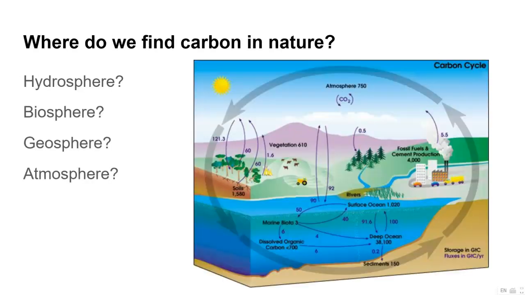Where do we find carbon in nature? Well, in the hydrosphere, right? In the water, the lakes and the oceans and the rivers. We'll find this dissolved as carbon dioxide. We might find it as carbonic acid. Okay, this gives the ocean a little bit of acidity, an acid pH. We'll learn about that in a little bit. But yeah, it's dissolved in the hydrosphere.